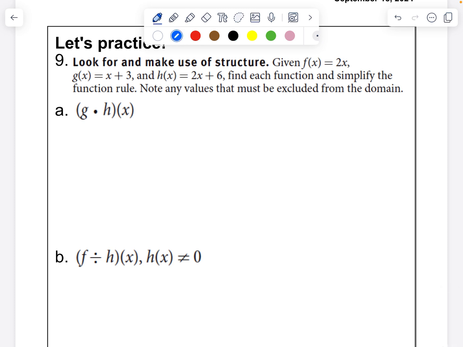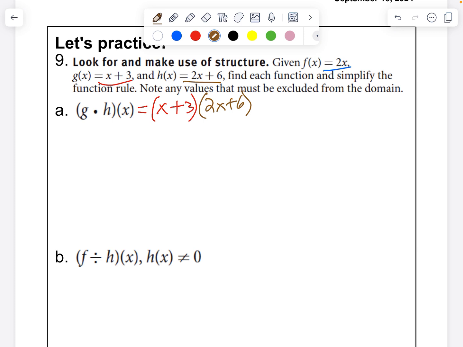All right, so same color code. I'll do blue and red and green. All right, so for the first one, I want to multiply g. So x plus 3 is my g function, times my h function, which is 2x plus 6. Okay, now to multiply these out, this is going to be something you guys have seen before in Algebra 1, just haven't seen it in a while.